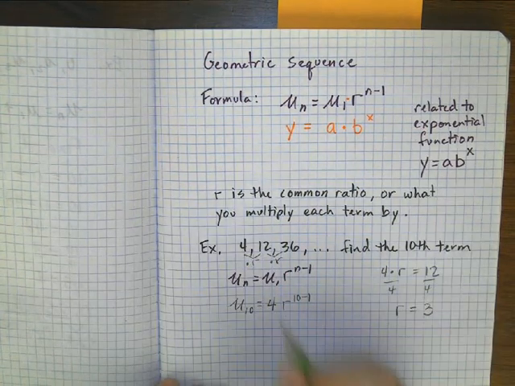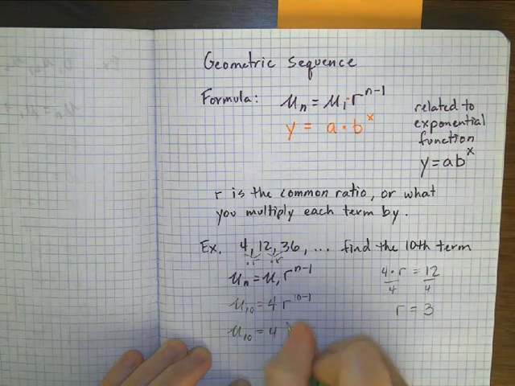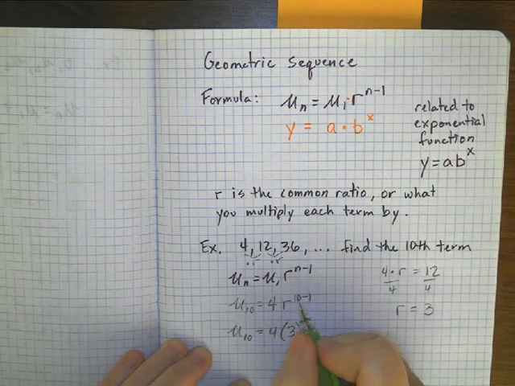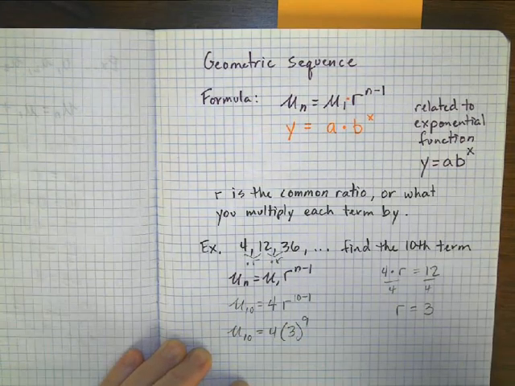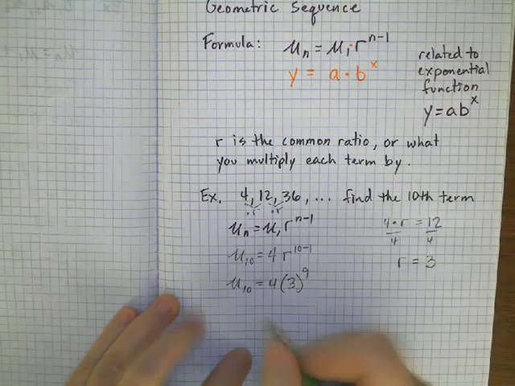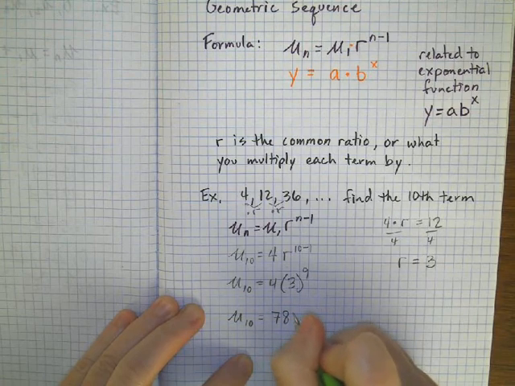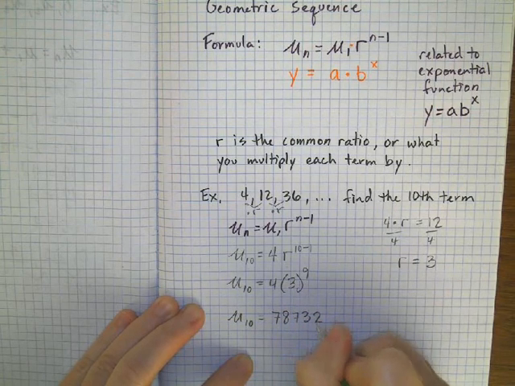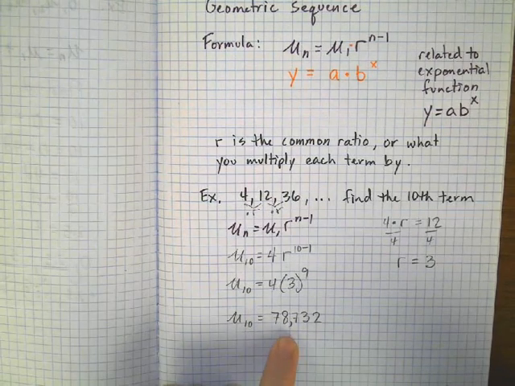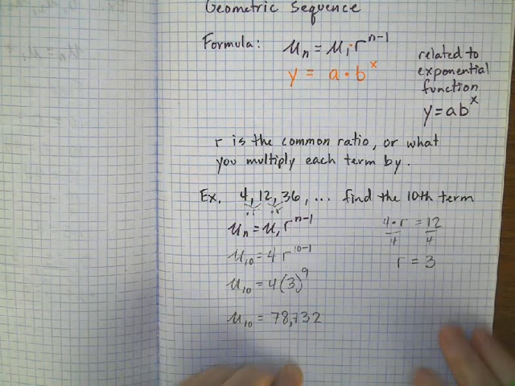Now I can substitute that in. So u sub 10 is equal to 4 times 3 to the 10 minus 1, which is 9. And then I grab my handy-dandy calculator. I'm not going to do that by hand. 3 to the 9th? You got to be kidding. And I get u sub 10 is equal to 78,732. So you'll notice that these geometric sequences, just like exponential functions, because they are the same thing, go up really fast. It changes really quickly.